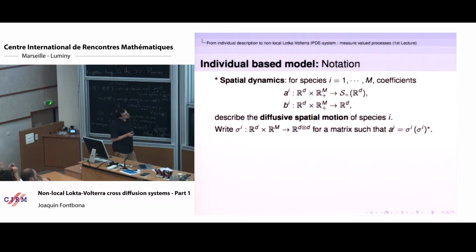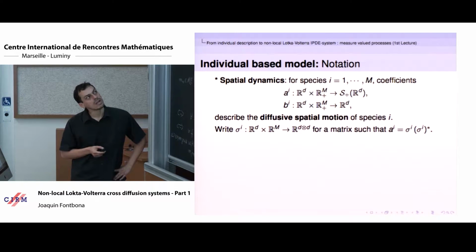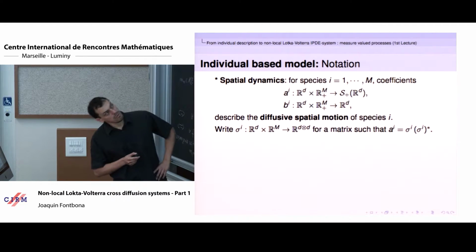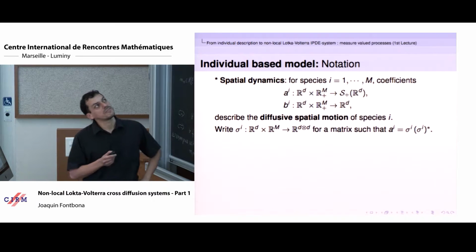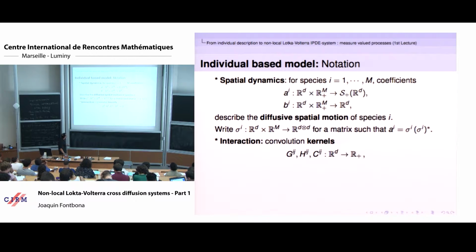And I will also consider a drift coefficient. This will describe the spatial motion of population i. And I will also need a square root of the diffusion matrix, which is typically what we need when we want to do a pathwise description of this movement using diffusion processes. So this square root will be called sigma.